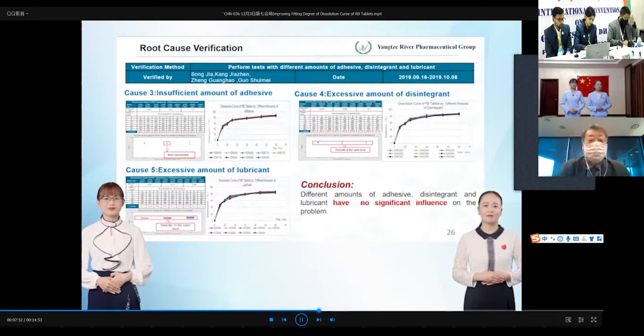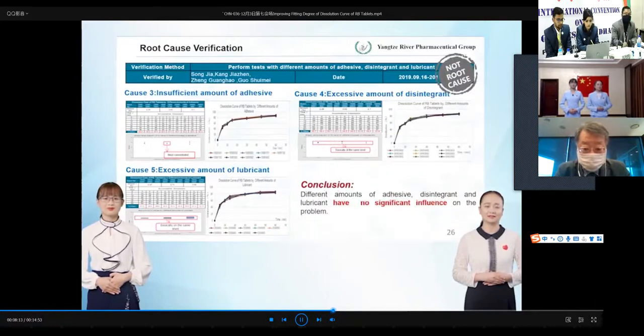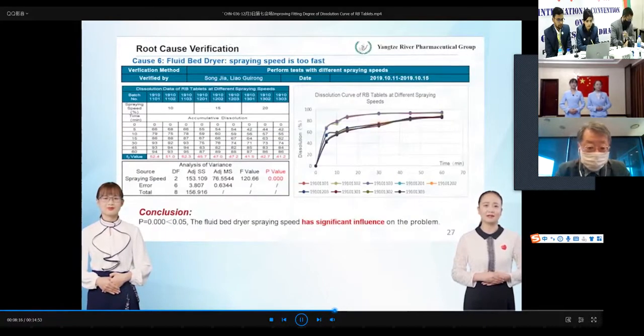Cause 3, 4, and 5: insufficient amount of adhesive, excessive amount of disintegrant, excessive amount of lubricant. We conducted tests by applying different amounts of these materials. The results show that different amounts of these materials had no significant influence on the problem. They are not root causes. Cause 6, fluid bed dryer spraying speed is too fast. From the test results, we knew that the spraying speed had a significant influence on the problem. This is a root cause.